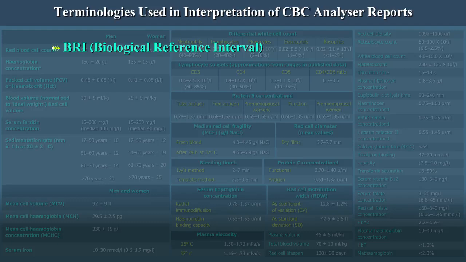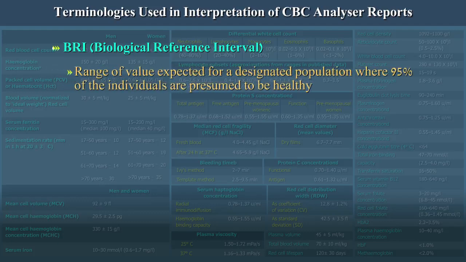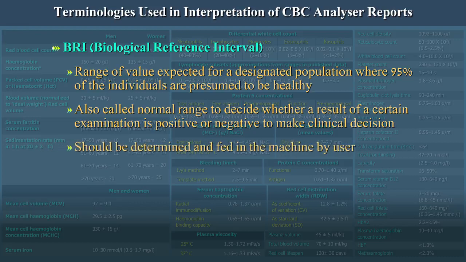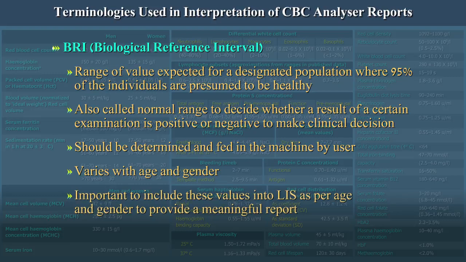BRI, Biological Reference Interval. It is a range of values expected for a designated population where 95% of the individuals are presumed to be healthy. This is also called normal range to decide whether a result of a certain examination is positive or negative to make clinical decision. It should be determined and fed in the machine by the user. The BRI varies with age and gender. It is important to include these values into your LIS as per age and gender to provide a meaningful report. Alternatively, these can be printed on the lab stationery.